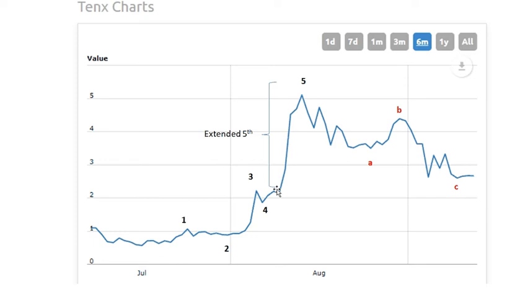The requisite ABC, so here's a motive of 1, 2, 3, 4, 5 waves. Requisite motive of ABC correction is labeled as well. The key question here is, is the C wave correction done? This is clearly a zigzag.